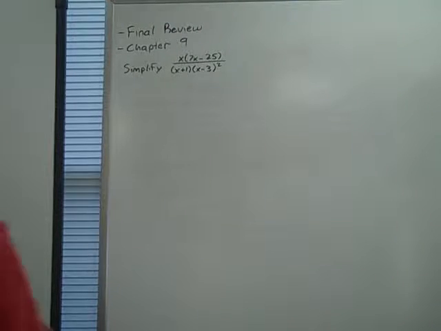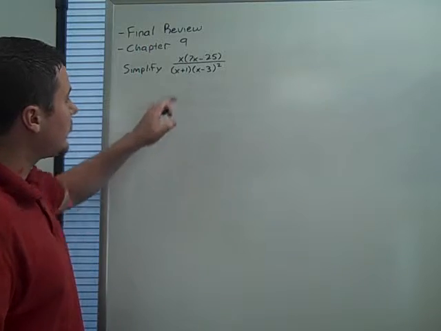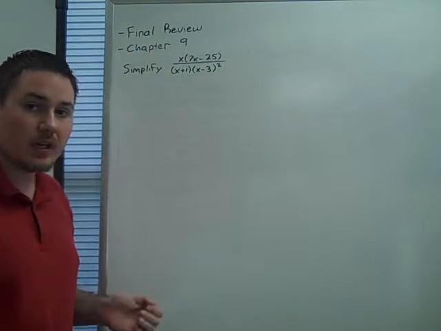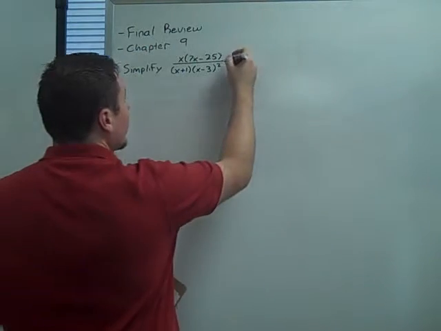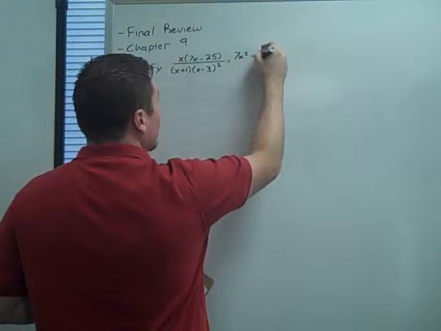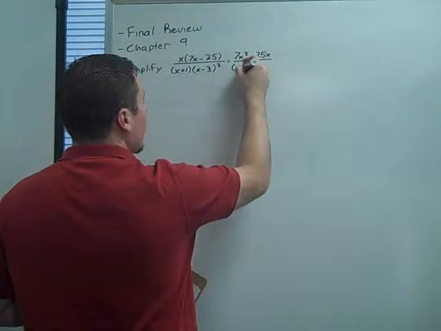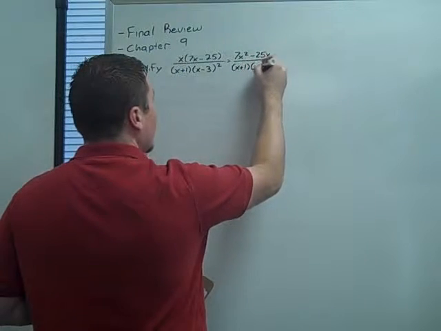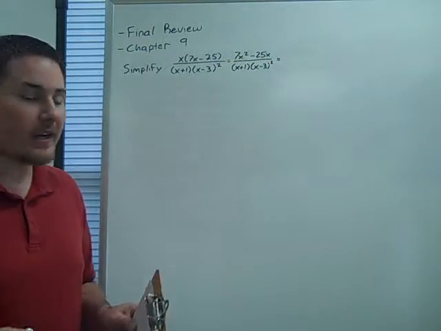Alright, for our next problem we have partial fractions. So for this one I'm going to distribute the x because we need a polynomial in distributed form for the numerator. And that's going to give me 7x squared minus 25x all over, same denominator, x plus 1, x minus 3 squared. Now we want to break this up into three fractions.